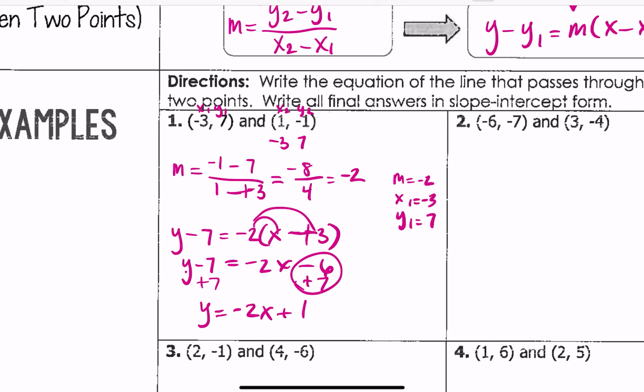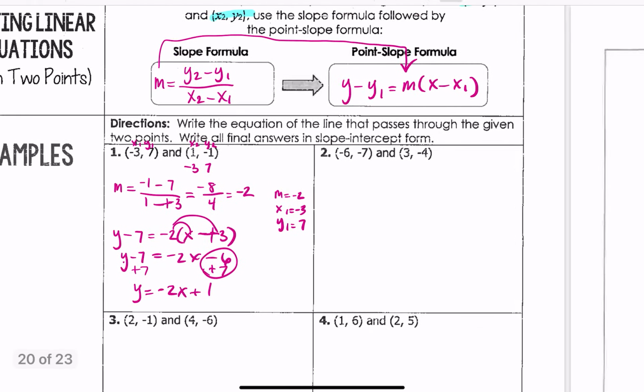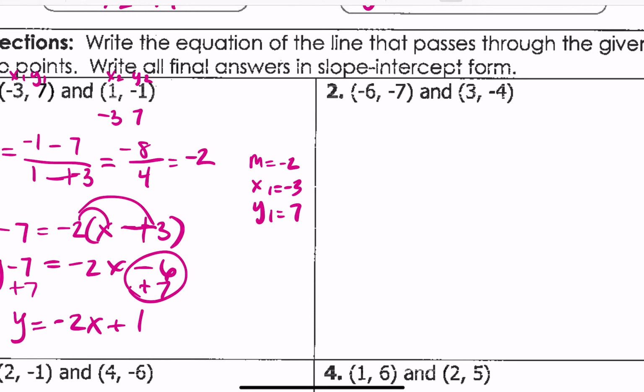So I took 2 points that they gave me and was able to come up with the equation of the line in slope-intercept form, right? That's our goal here. We want to get our final answers in slope-intercept form. So let's do the next one together. So first we find m. I'm going to stack these so it's easy for me to think about subtracting them.